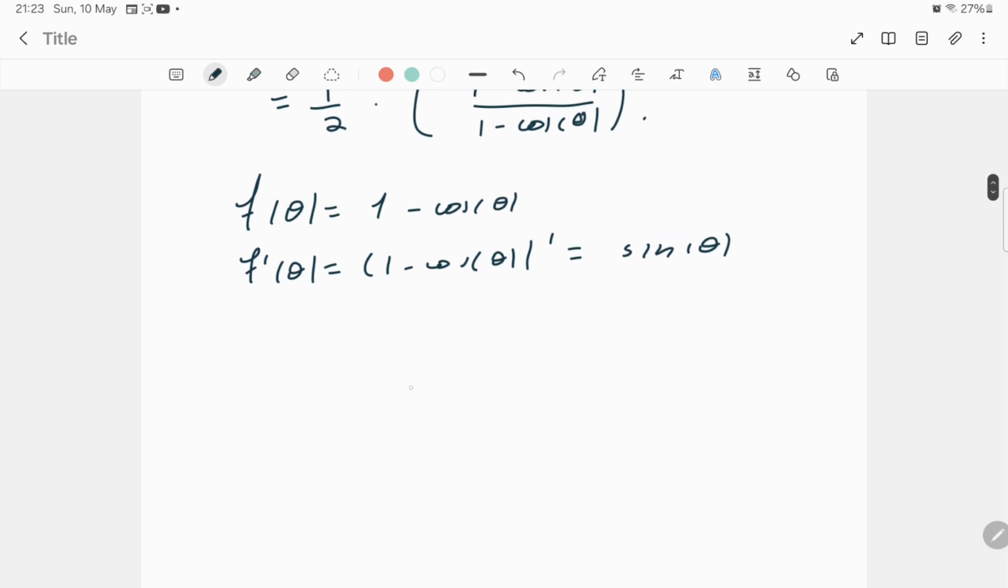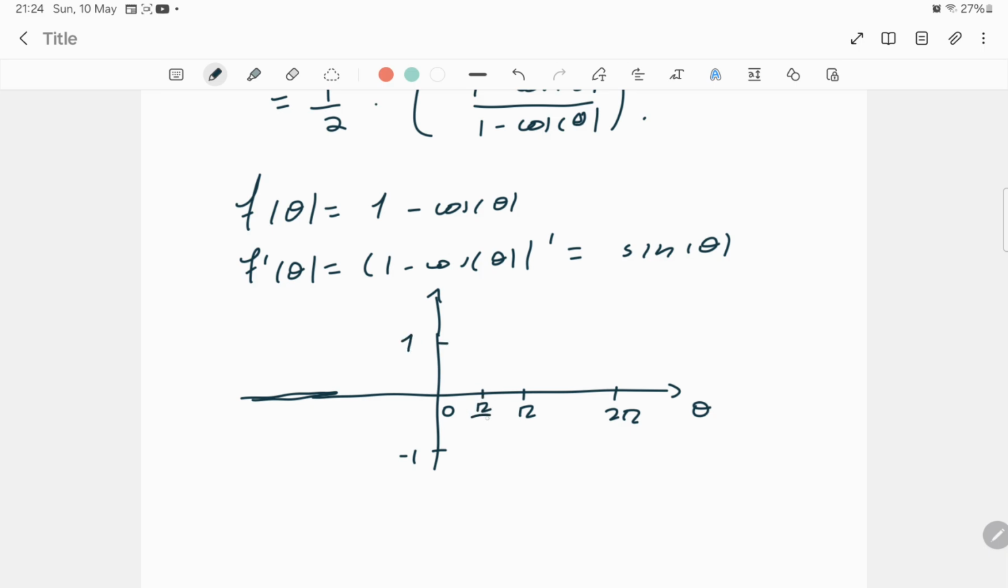Sine theta. We can draw a graph of the derivative of the function. We have 0, pi, 2 pi, minus 1 and 1. We know that this function oscillates between minus 1 and 1. Okay, so it looks like this. So the derivative is positive, greater than 0.